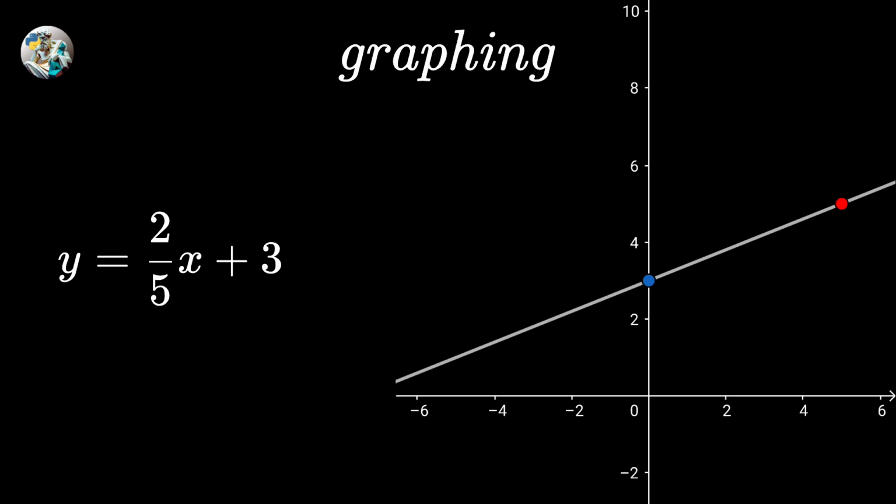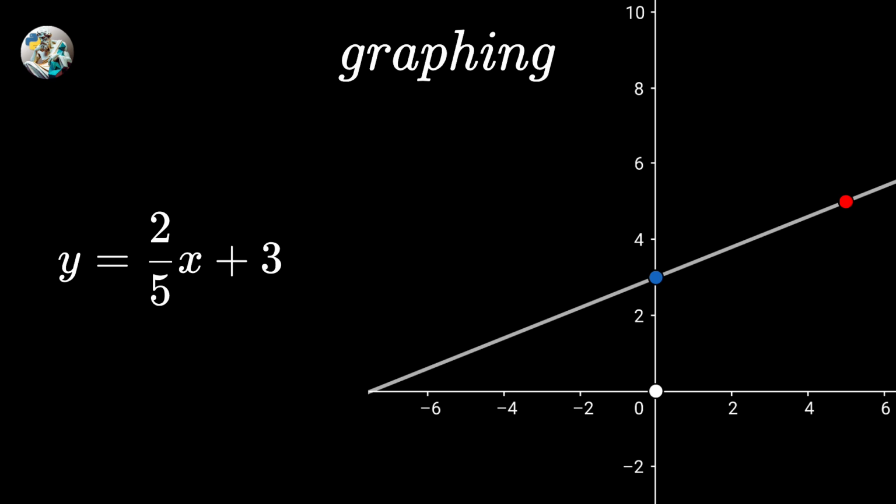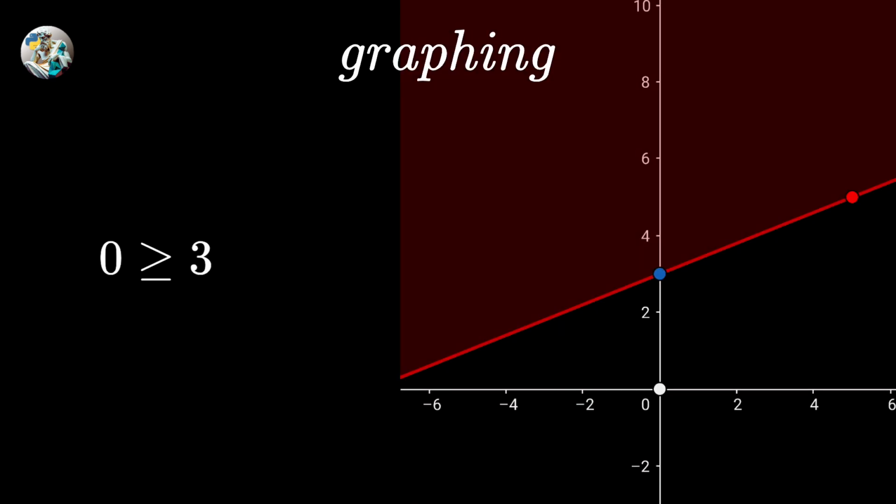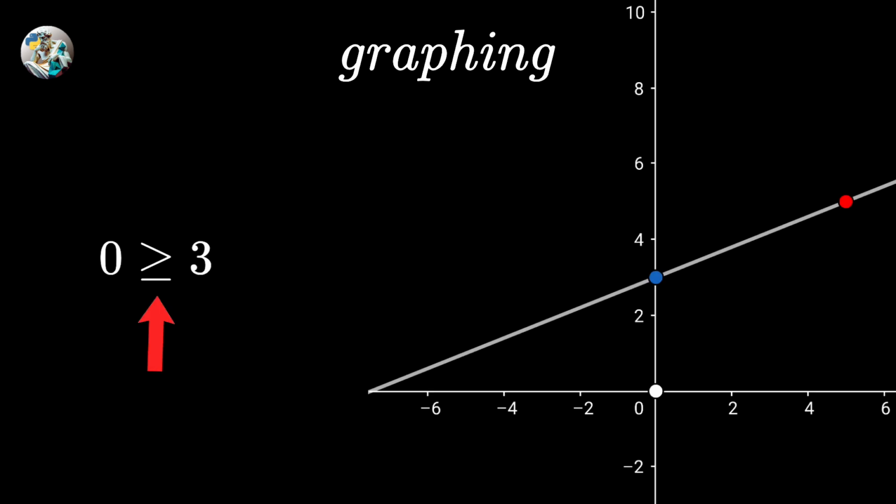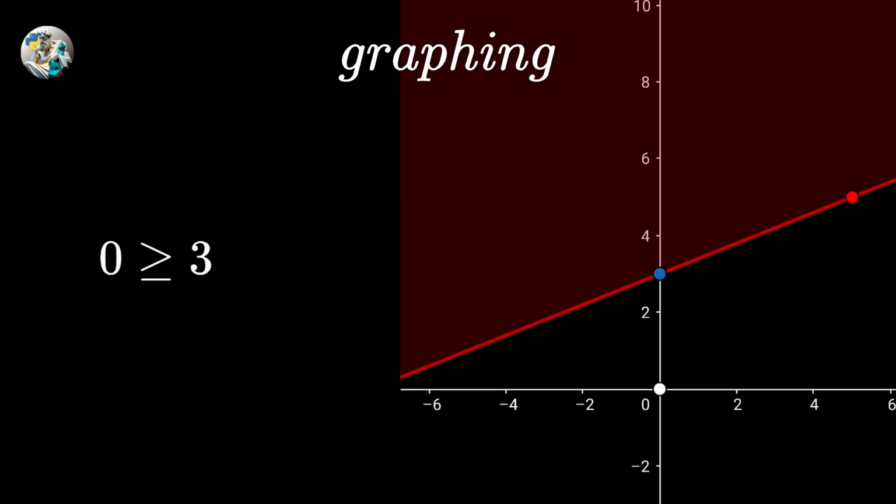To find out the shaded region, we use a test point. Take, for example, (0, 0) because it's an easy point to work with. We can substitute the y and x in the inequality with the y and x in our test point, which are 2 zeros. Then we simplify the inequality. If the simplified inequality is true, we shade the region that has the test point. And if it's not, we shade the other region on top of the line. Since this inequality is false, we shade the upper region, and we're done. All the values in the shaded region satisfy the inequality.